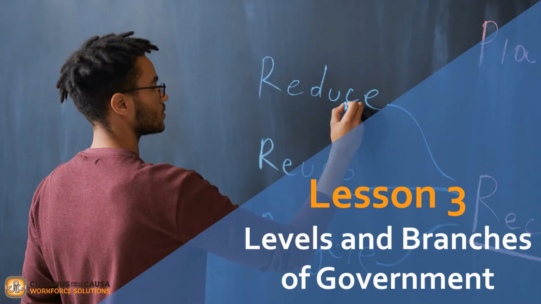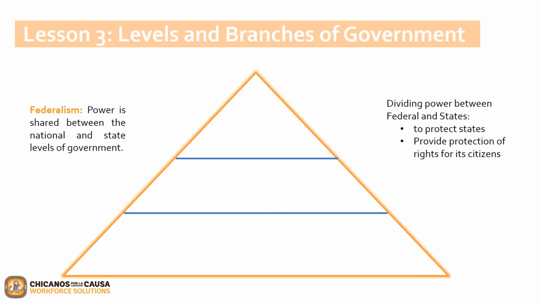Welcome back. We are now moving on to Lesson 3, Levels and Branches of Government. The U.S. government has different layers that help oversee the country in order to ensure that the rights of people are not infringed upon and the states are protected. The U.S. Constitution separates these layers into three parts: national or federal, state, and local.